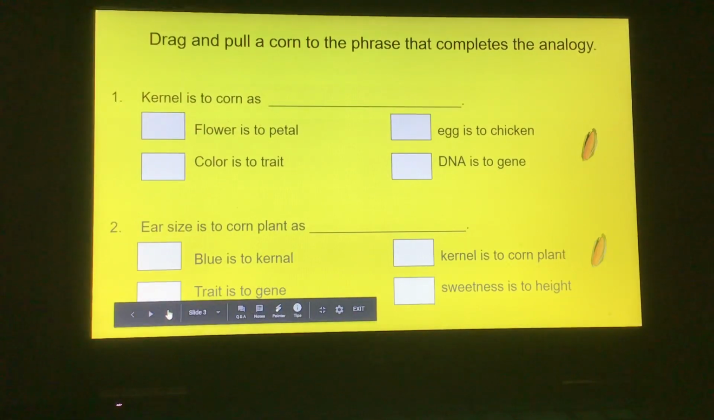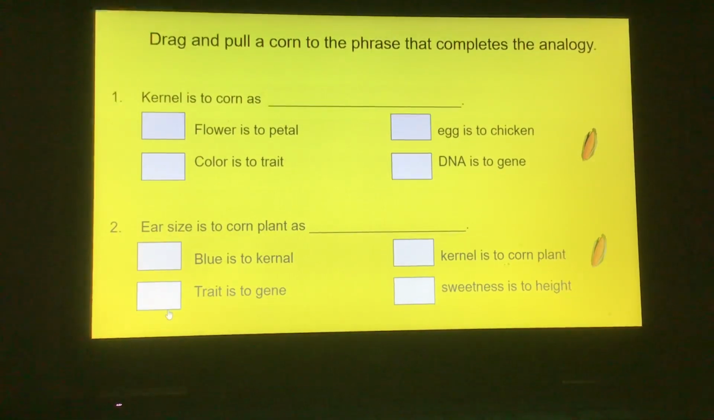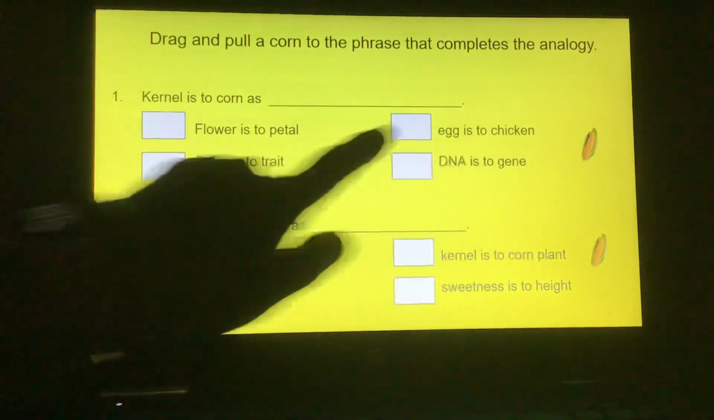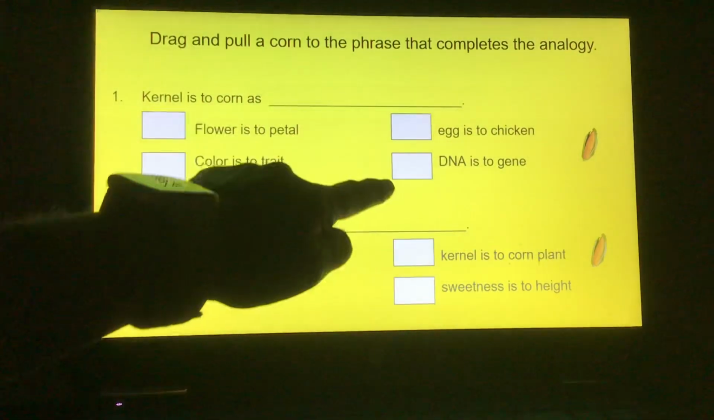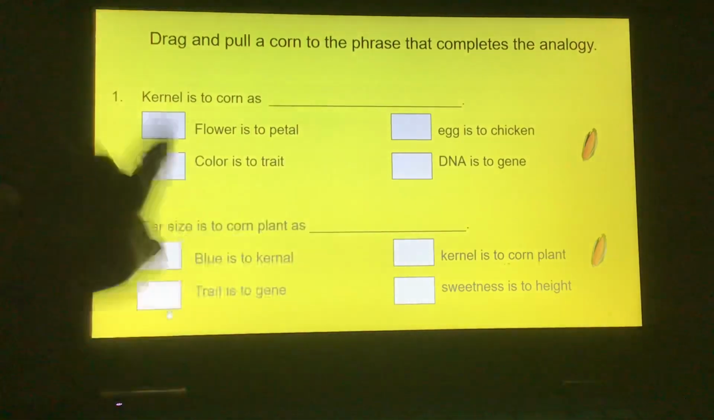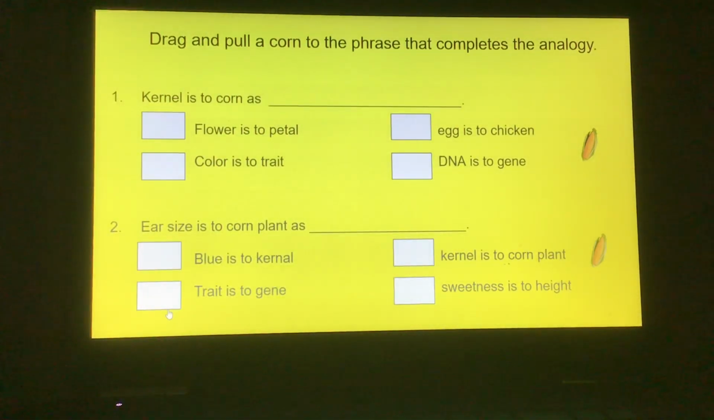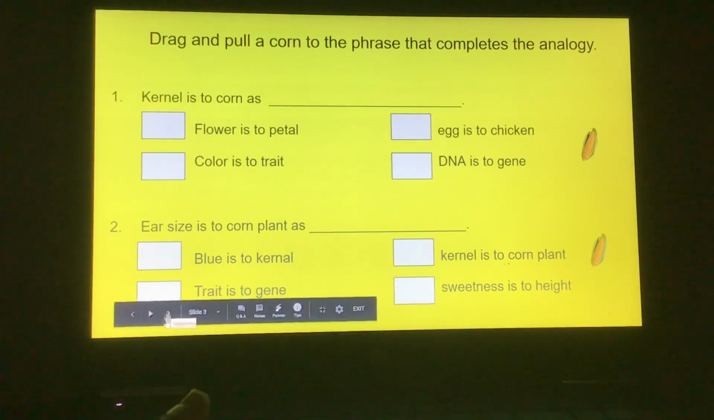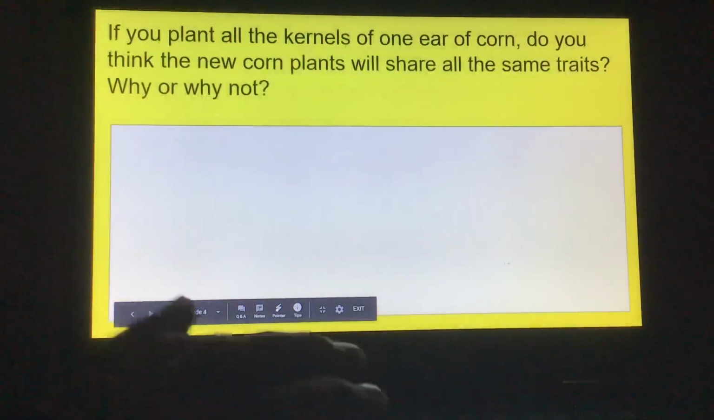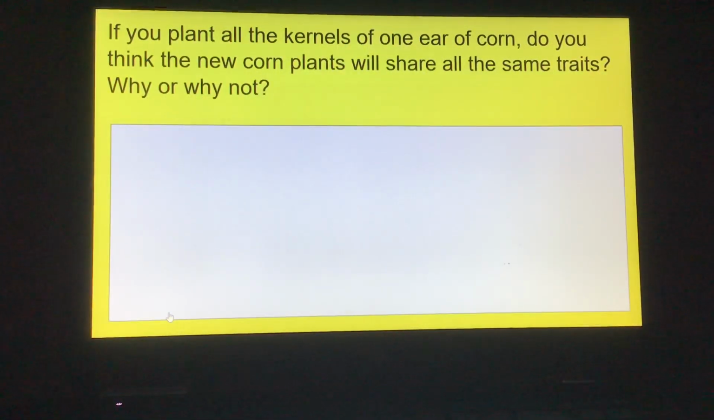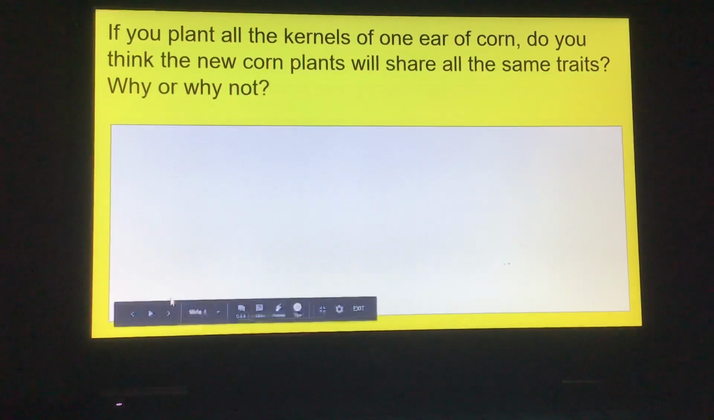Okay, so I can't do it because I'm on presentation mode, but you're going to click on the corn and put it into the box for your answer for the two problems. So drag and pull a corn to the phrase that completes the analogy. Number 1, kernel is to corn as blank. And number 2, ear size is to corn plant as. Okay, and then you're going to answer this into the rectangle. If you plant all the kernels of one ear of corn, do you think the new corn plants will share all the same traits? Why or why not?